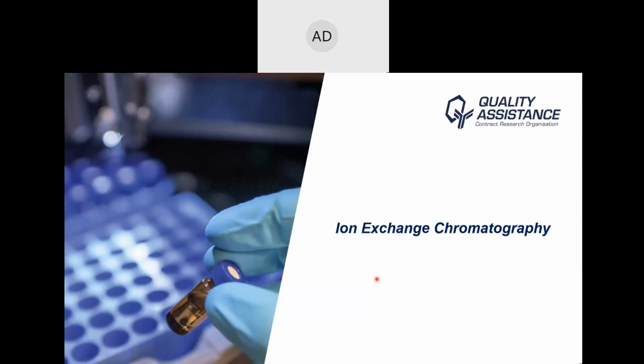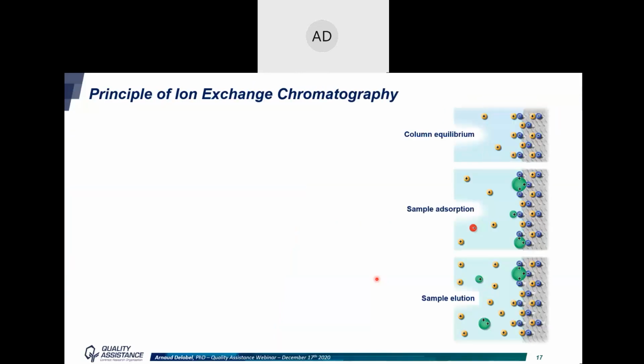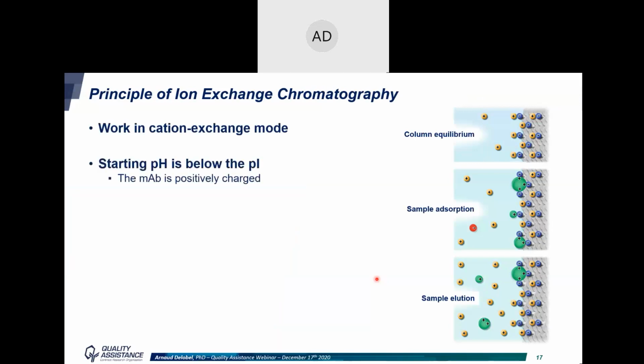So let's move now to ion exchange chromatography. So here is the principle of ion exchange chromatography. As I said, most monoclonal antibodies have a pI that is higher than 7. So we will work in cation exchange mode. We will work at a starting pH that is below the isoelectric point to be sure that the mAb is positively charged. So as it is positively charged, it will bind to the negative charges that are present on the surface of your cation exchange column.